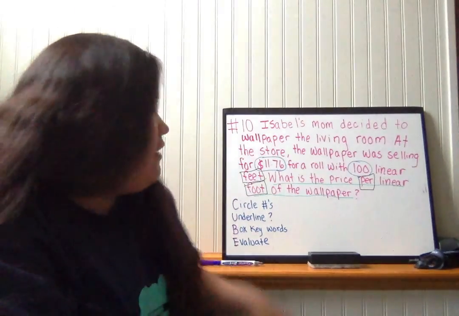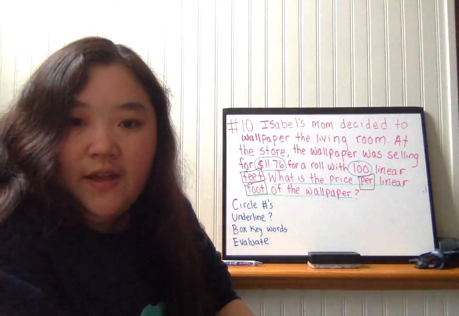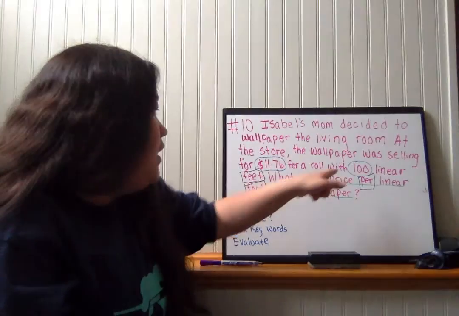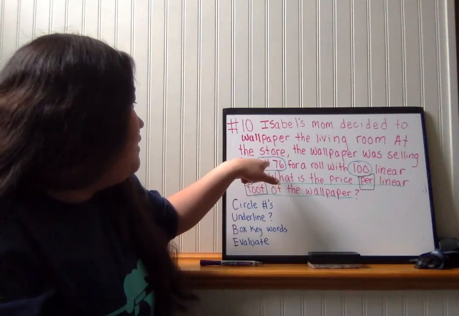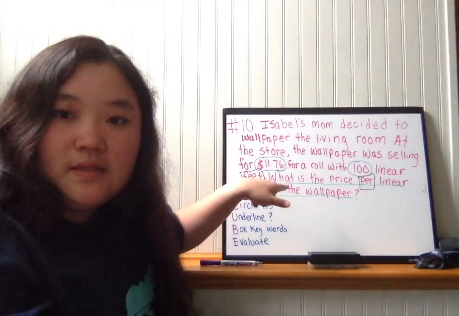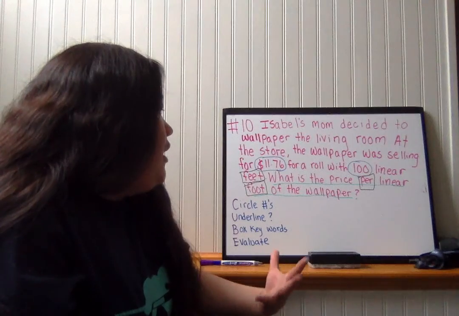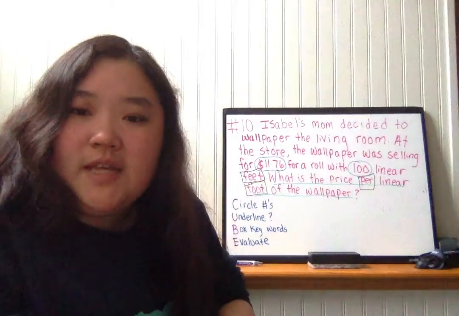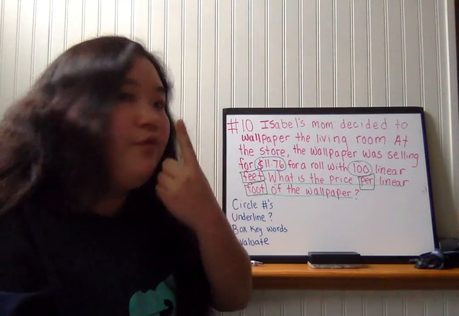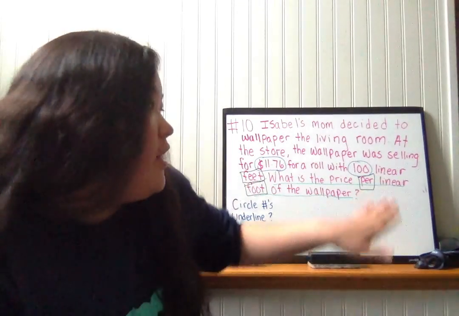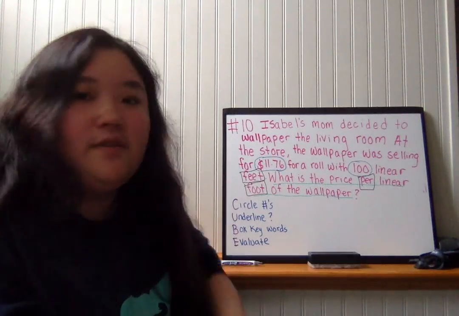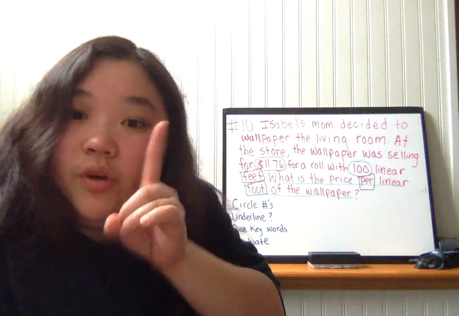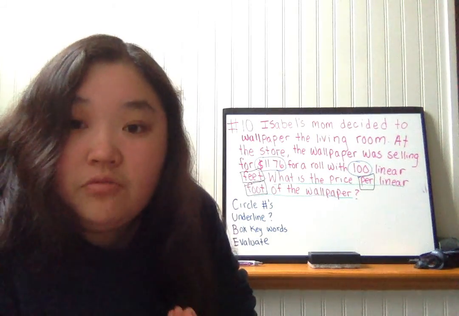Okay? Now we have the E. The E in cube stands for evaluate, so we need to solve the problem. Looking at this problem, I know that for 100 linear feet, it's going to cost me $11.76. Now the question is asking, what is the price per linear foot of the wallpaper? That word per is going to represent 1 linear foot. Per means 1 linear foot. So I know that 100 linear feet are going to cost $11.76. I need to figure out how much 1 linear foot is going to cost. So in order to do that, I am going to need to divide.